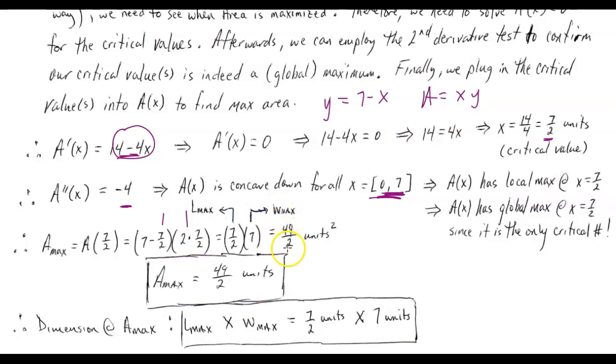And so if you're asked to find the maximum area, once you figure out what the critical value is, plug that in for x here, figure out what y is, multiply it times x, you're done. If you need to know the dimensions, then you need to leave them separate, meaning don't multiply them together. Okay. All right, let's move on to the next example.